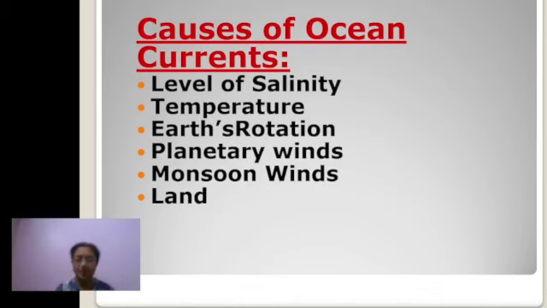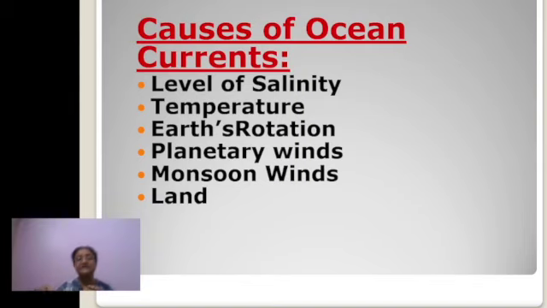What are the basic causes which make the water move from one part to the other? For that you should know one basic thing: all these ocean currents are connected with each other, all these ocean currents are interconnected. Now, whenever one part of the ocean has a higher salinity level, as compared to any other ocean or sea where the salinity level is low, what happens then?